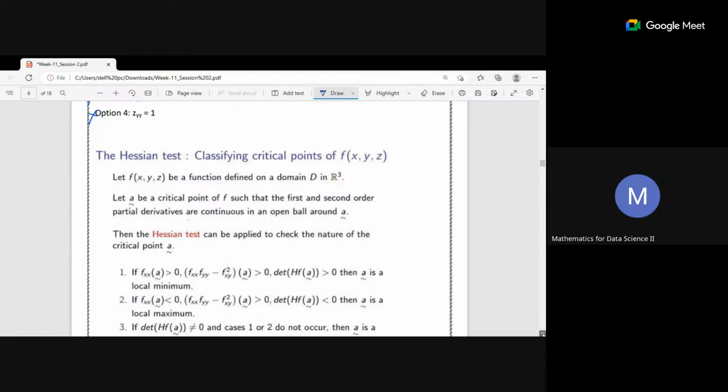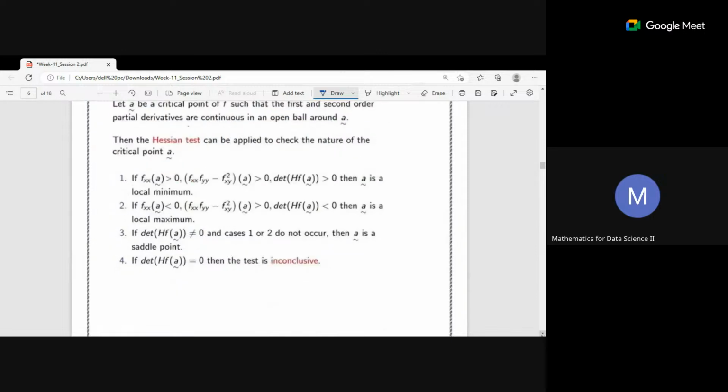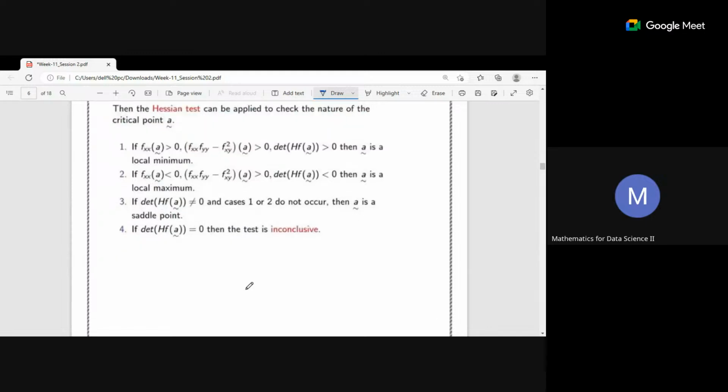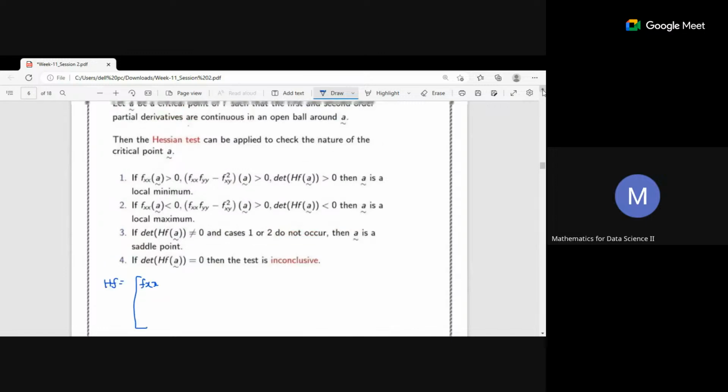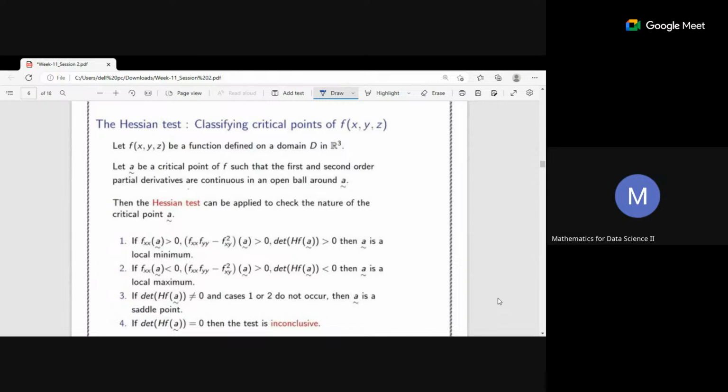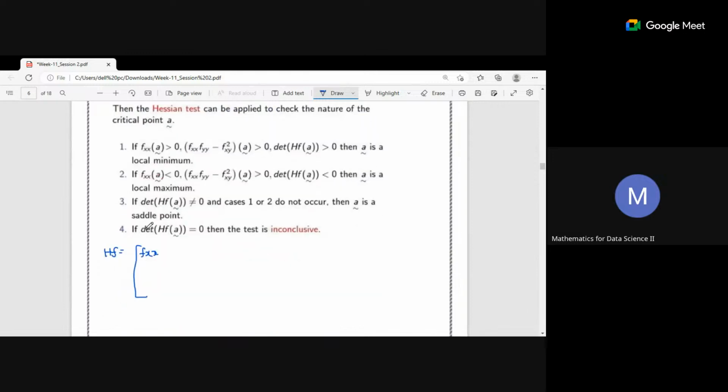Okay, fine. So how are we doing that? First, what is the Hessian matrix? Let me write. So the Hessian matrix is, since we are assuming continuity of the second order partial derivatives, straight away I am writing the matrix as a symmetric matrix.